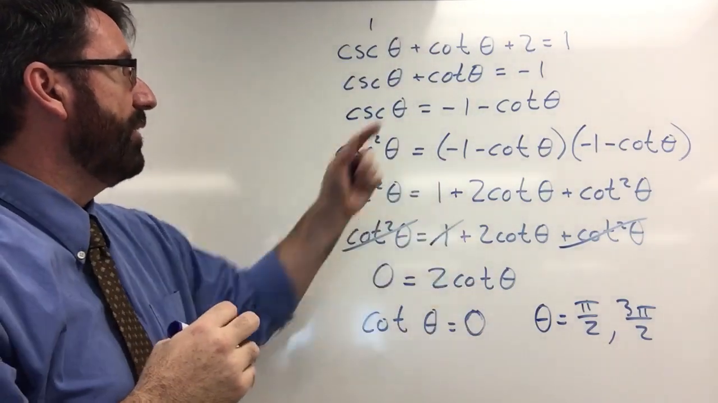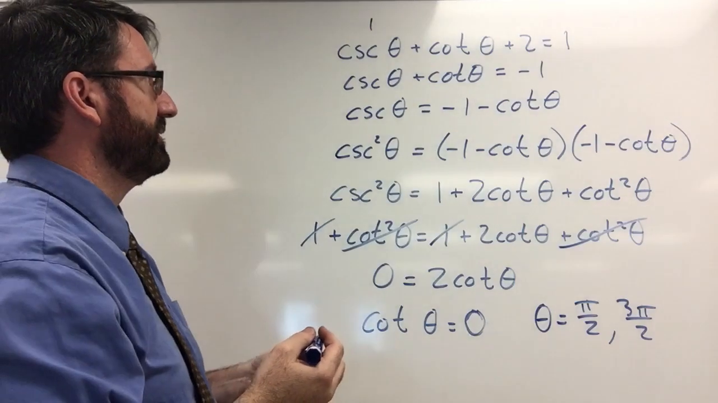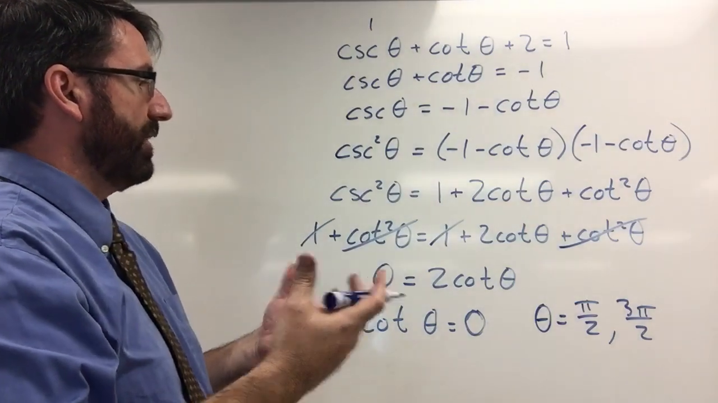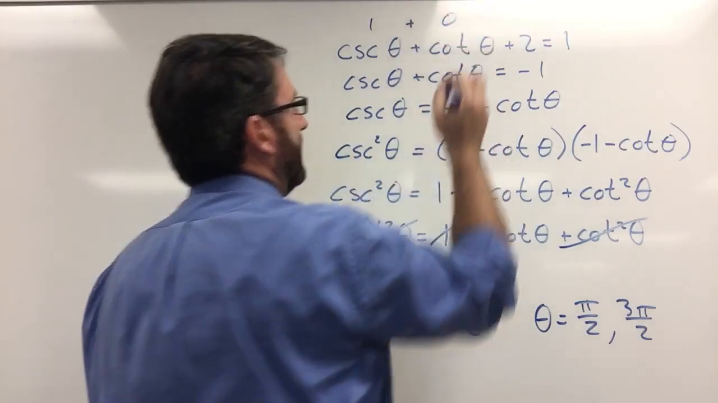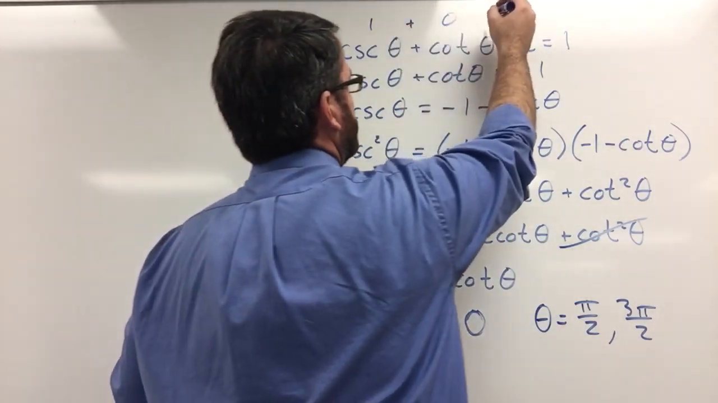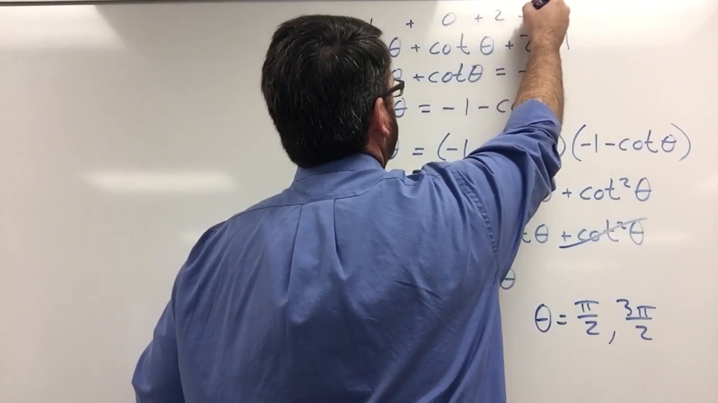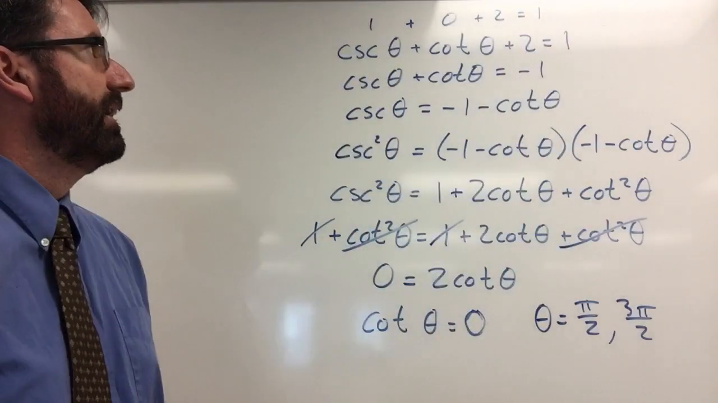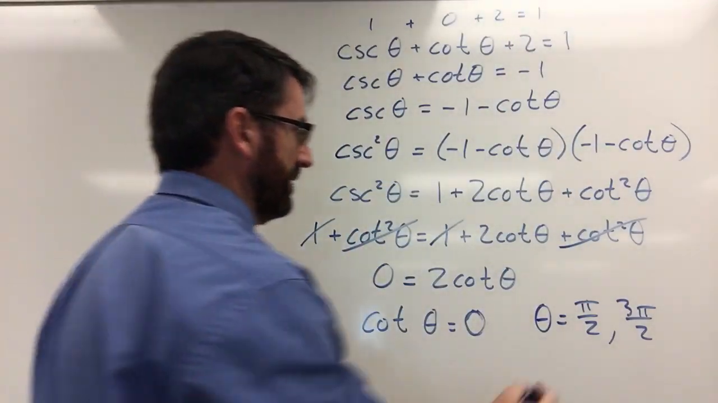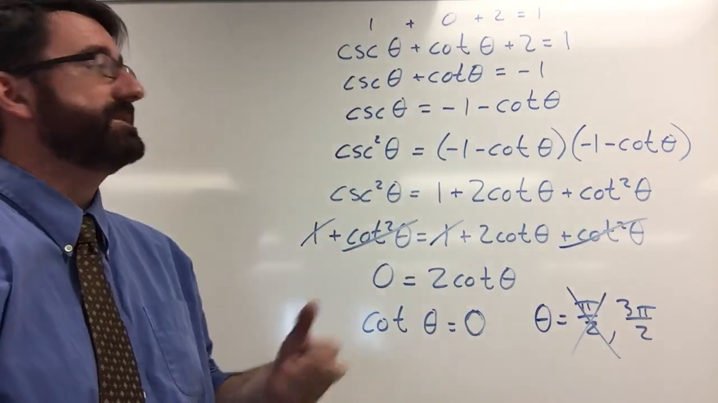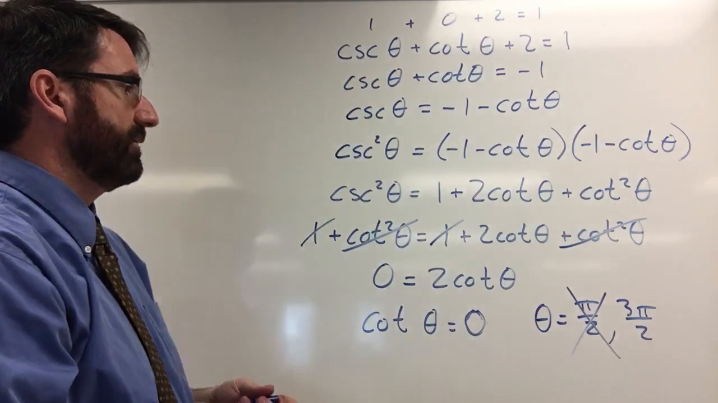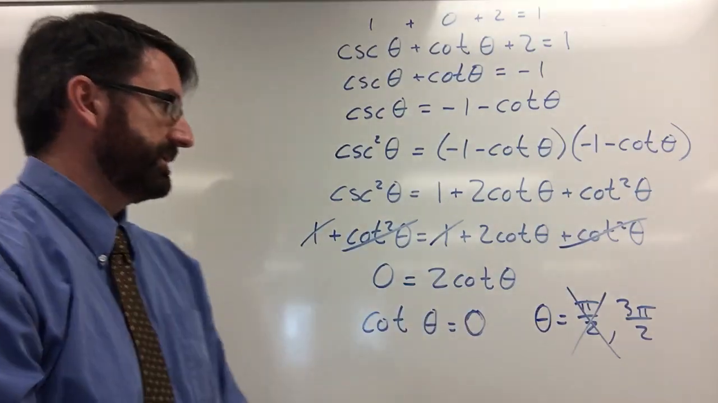Cotangent of pi over 2, well, that's cosine over sine, so that's going to be 0. So 1 plus 0 plus 2 is equal to 1. Well, that doesn't work. That's not true, that 1 plus 0 plus 2 is equal to 1. So we're going to reject that solution.